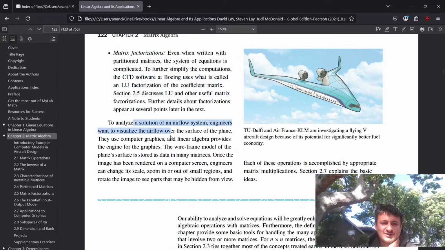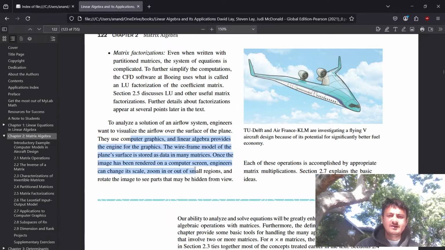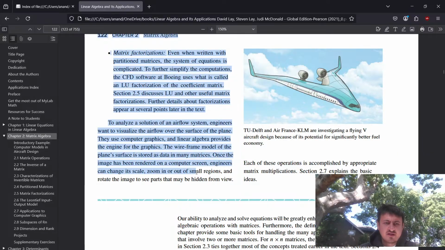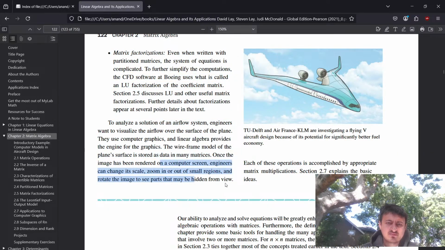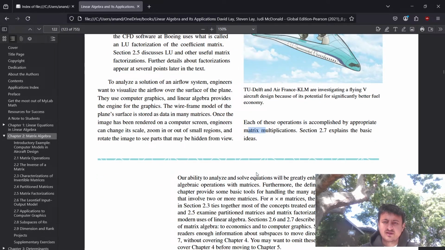To analyze a solution of an airflow system, engineers want to visualize the airflow over the surface of the plane. They use computer graphics, and linear algebra provides an engine for the graphics. The wireframe model of the plane's surface is stored as data in many matrices. Once the image has been rendered on a computer screen, engineers can change its scale, zoom in or out of small regions, and rotate the image to see parts that may be hidden from view. Each of these operations is accomplished by matrix multiplications.